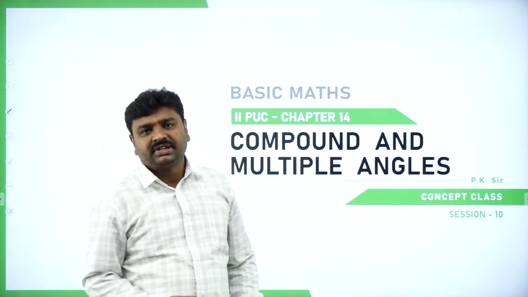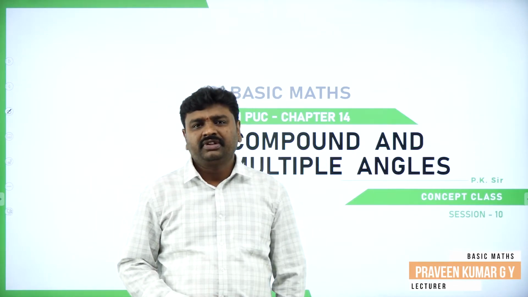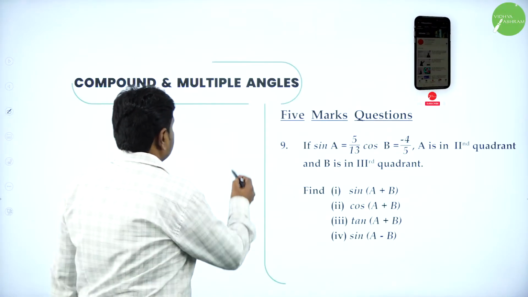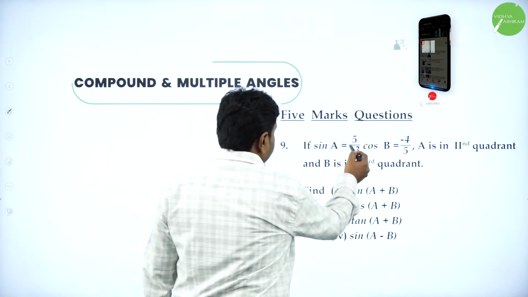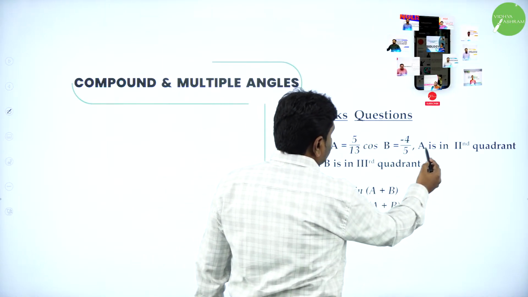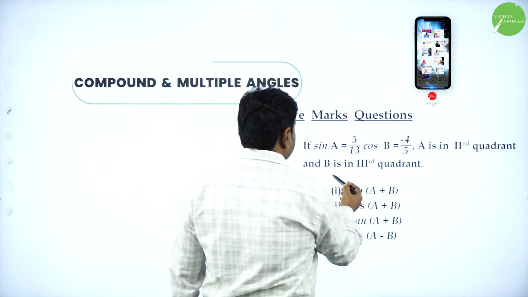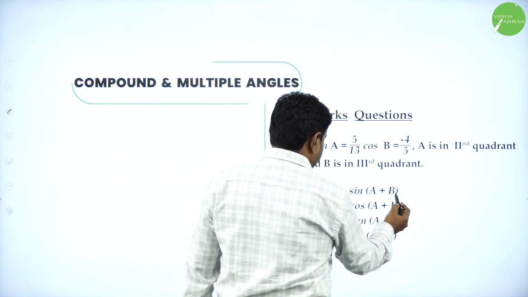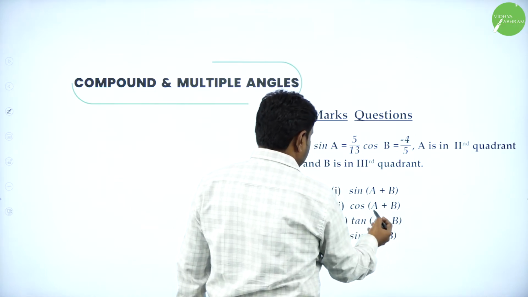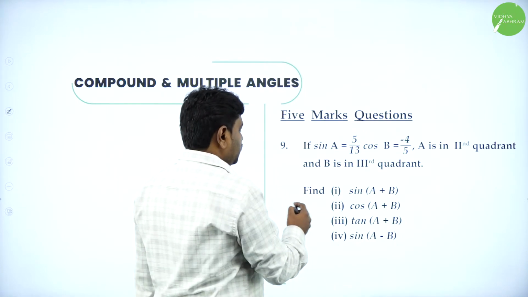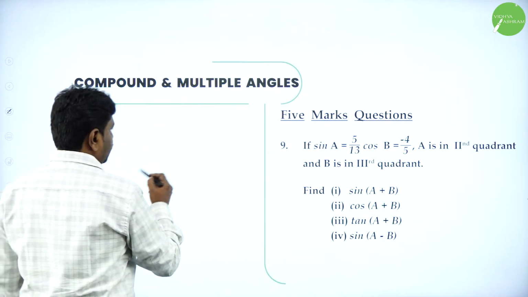Welcome to the session, dear students. Today we'll go ahead with the problems of compound angles. That is 5 markers. If sin A is 5 by 13, cos B is minus 4 by 5, and A is in second quadrant and B is in third quadrant, find sin of A plus B, cos of A plus B, tan of A plus B, sin of A minus B.